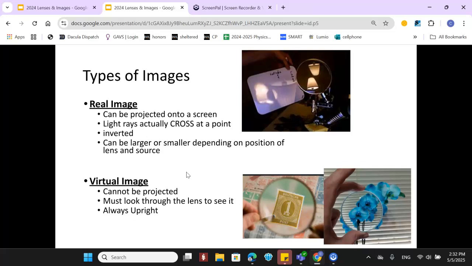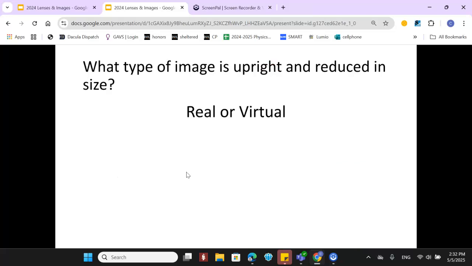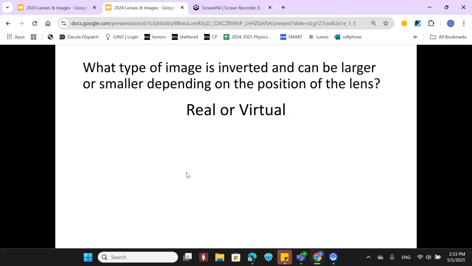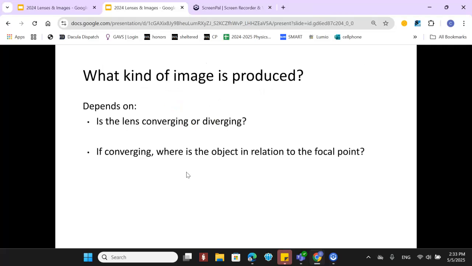I'm going to answer a few questions now. What type of image is upright and reduced in size? You should have just answered this, but if it's upright, that makes it virtual. What type of image is inverted and can be larger or smaller? That would be real because it's inverted. So real images are always inverted, upside down, and virtual images are always right side up.